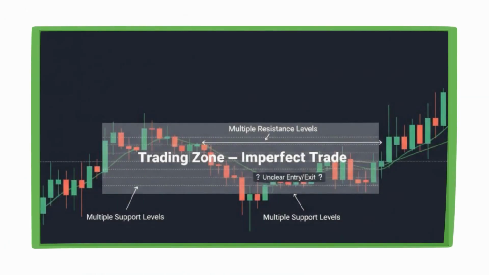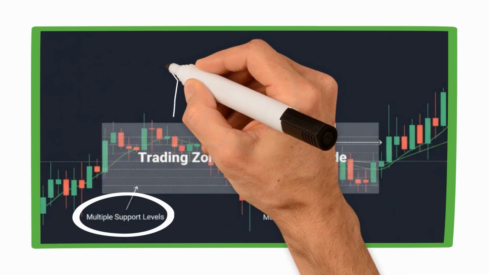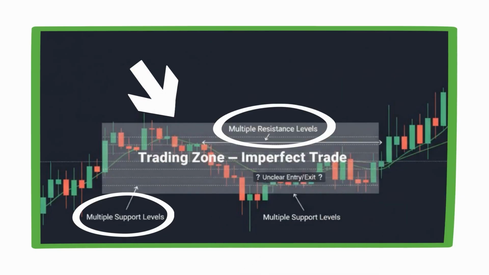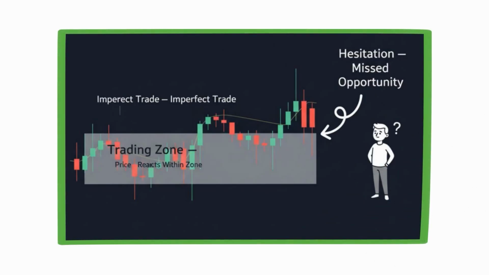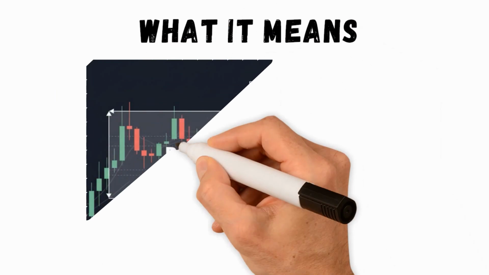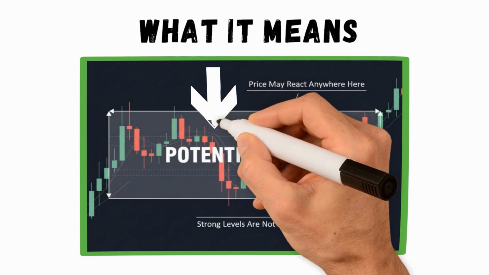An imperfect trade happens when there are multiple support or resistance levels stacked close together, forming a zone instead of one clean line. Price may react inside, above, or just outside the zone. Waiting for perfect alignment often leads to hesitation and missed trades. What it means: strong levels don't always react with precision. The entire area should be treated as potential.